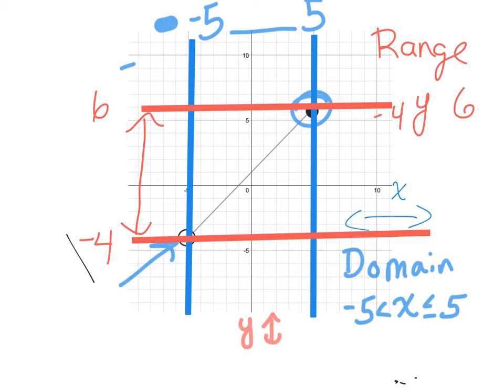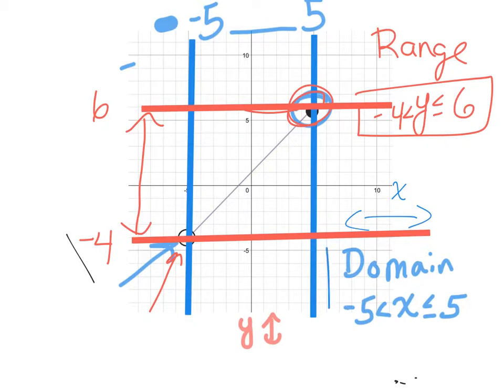Now similarly to what we did with the domain, we've got to look at the circles. So here at -4, that circle's not filled in, so we can't actually get to that value. We can get really close, but we can't use it equal to. But up here at 6, that is filled in, so the y value of 6 is on our graph, so we use a less than or equal to. So this is our range, and this here is our domain.